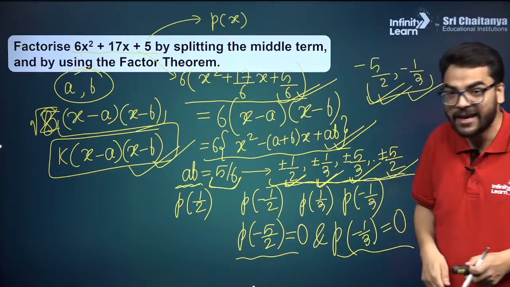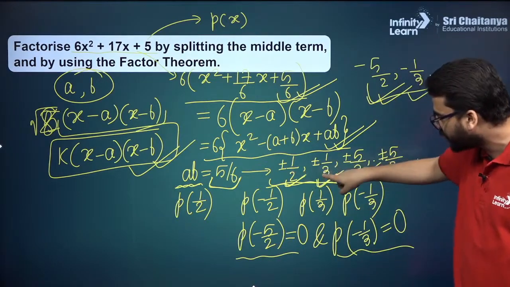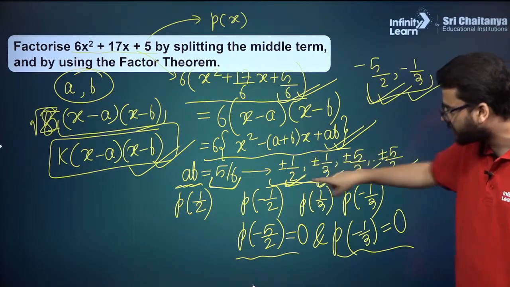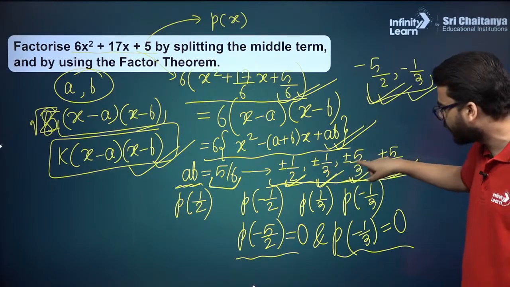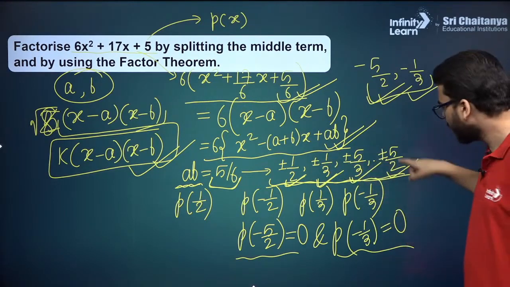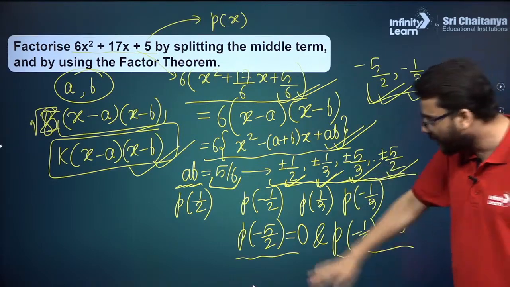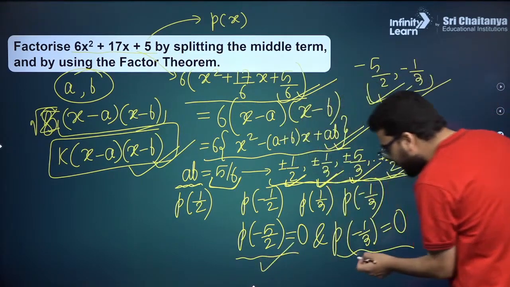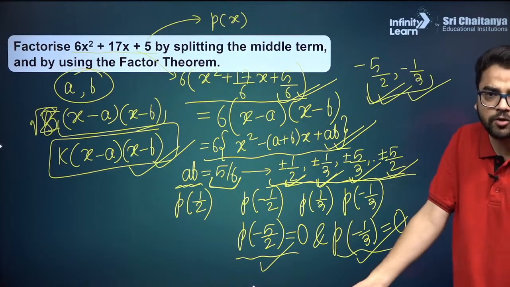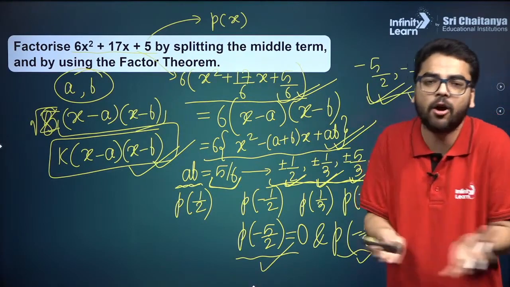But obviously you will now ask where to start. So you have to start from the very basic. Put 1 by 2, put minus 1 by 2, put 1 by 3, put minus 1 by 3, put 5 by 3, put minus 5 by 3, put 5 by 2, put minus 5 by 2. Automatically you will get those two values at which the value of the polynomial will be equal to 0. And that is the meaning of zeros.